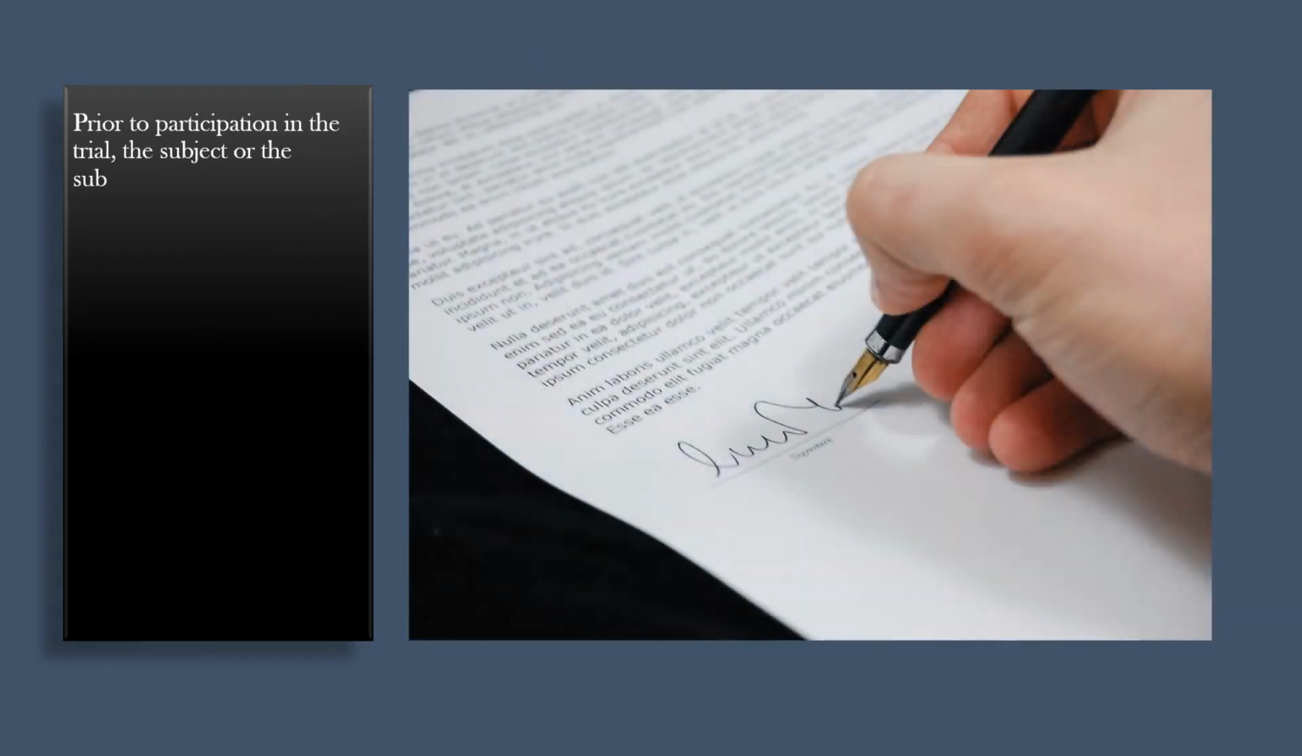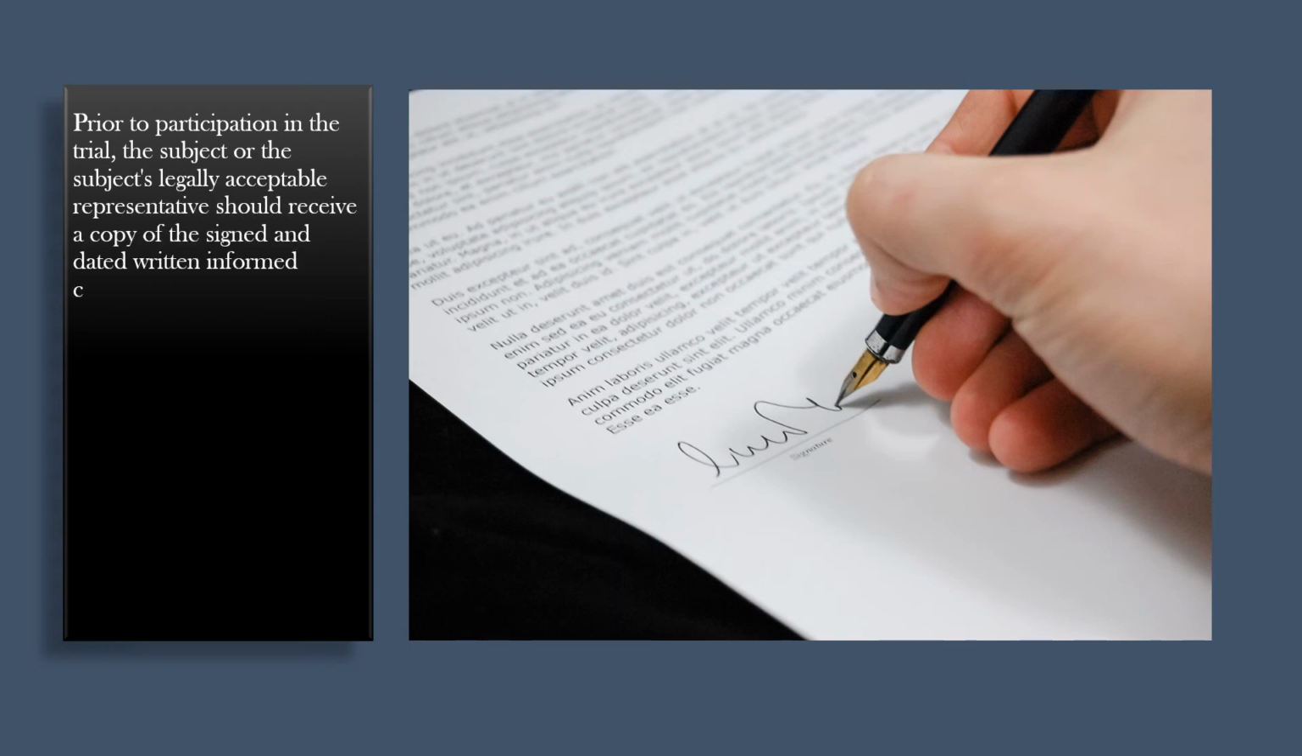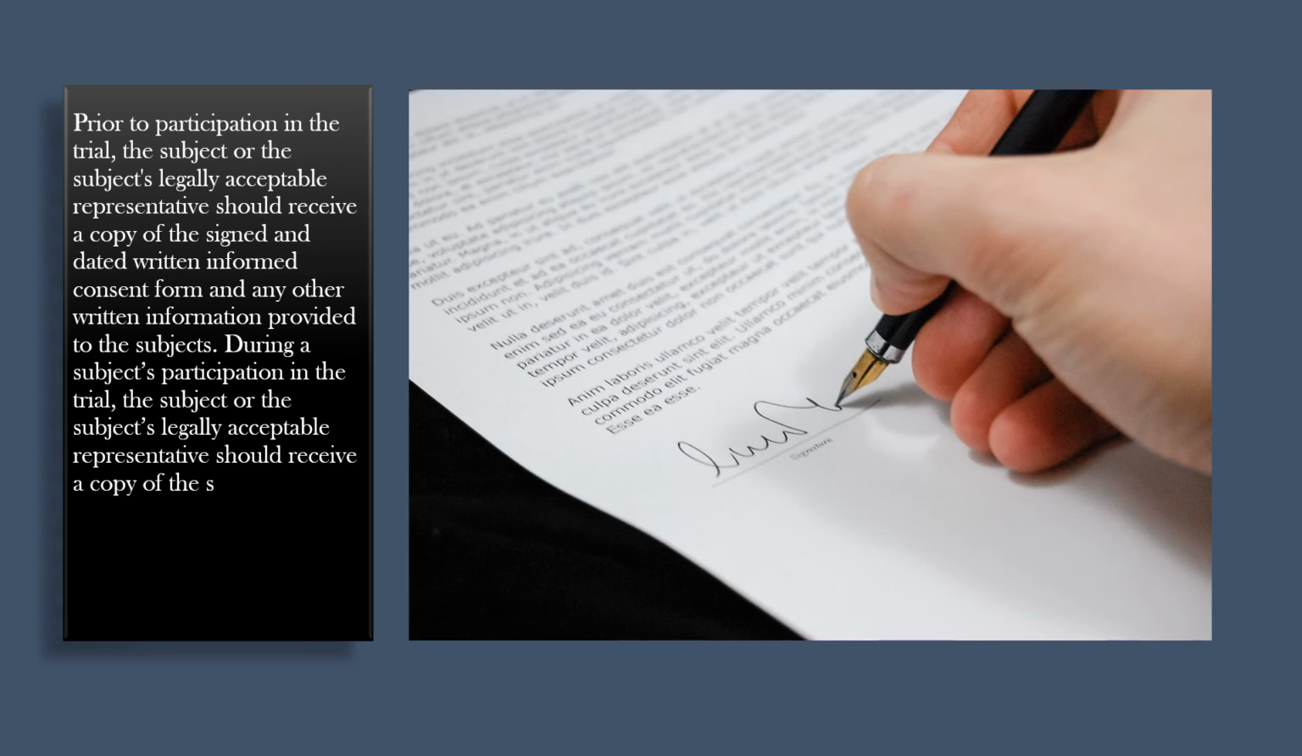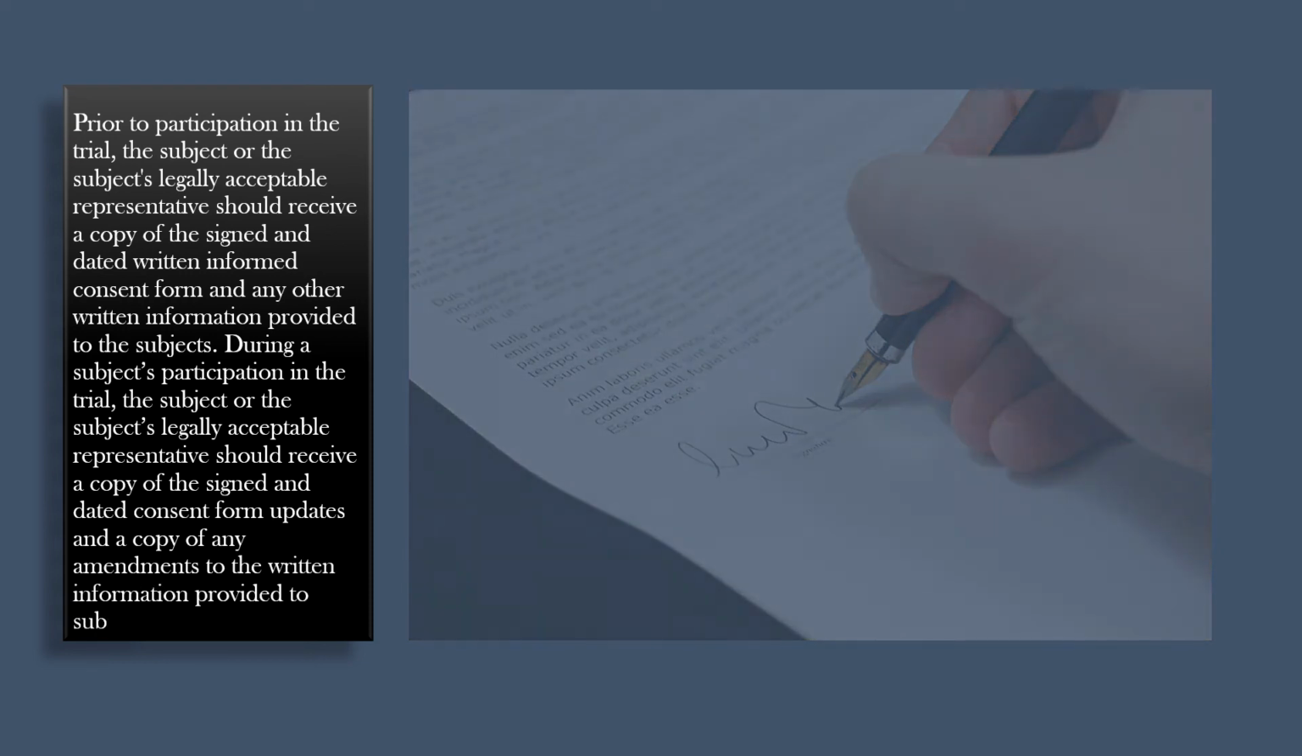Prior to participation in the trial, the subject or the subject's legally acceptable representative should receive a copy of the signed and dated written informed consent form, and any other written information provided to the subjects. During a subject's participation in the trial, the subject or the subject's legally acceptable representative should receive a copy of the signed and dated consent form updates and a copy of any amendments to the written information provided to subjects.